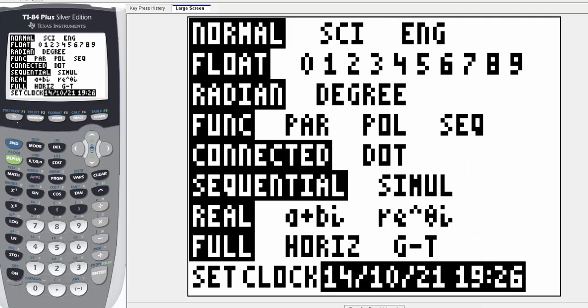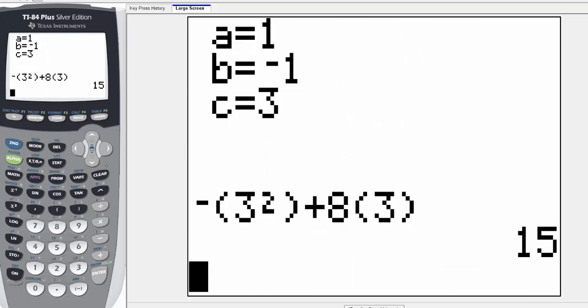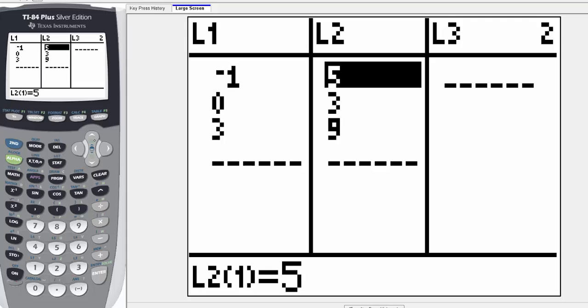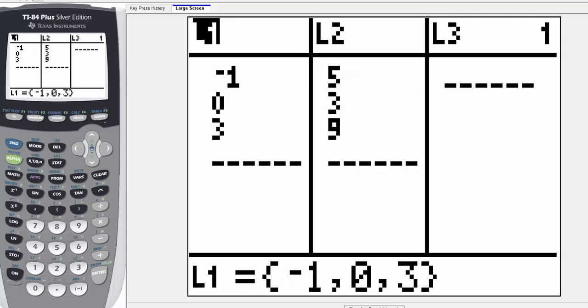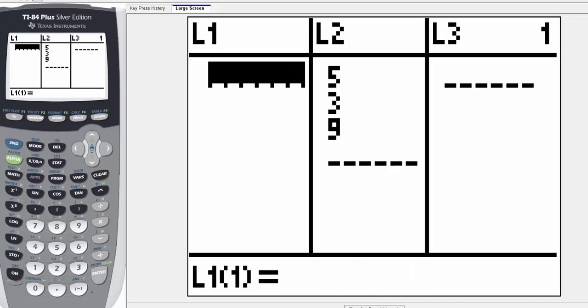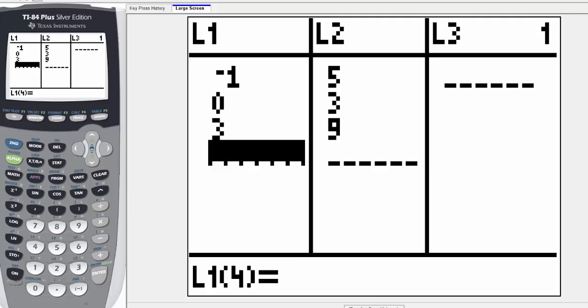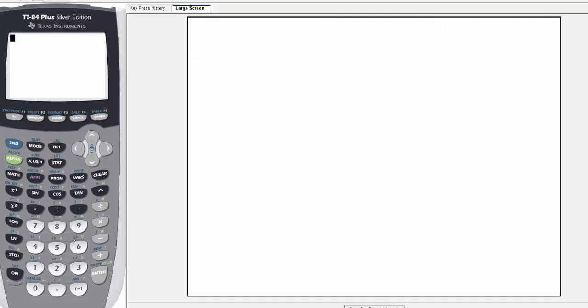So if I go to my home screen, and I go to Stat, and then Edit, I need to put in the information. So your L1 and L2 might have information in there. So if you go up so your L1 is highlighted, press Clear and Enter, your data is going to be cleared for you. So negative 1, 0, 3 were my x values, and 5, 3, and 9 were my y values. So go ahead and enter in your data. And then what you can do is go to Second Quit and go to your home screen. And you're going to want to actually do the function quadratic regression.